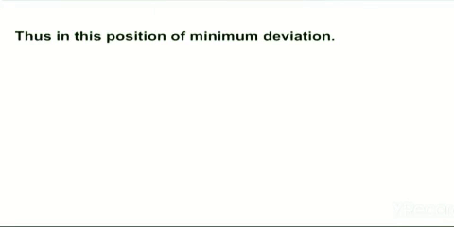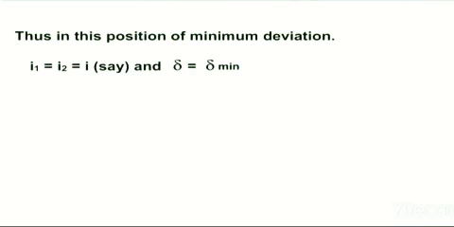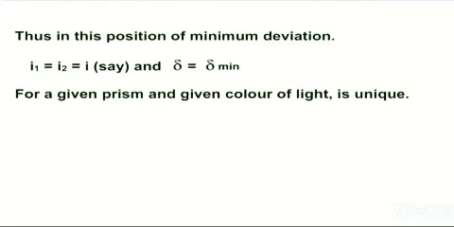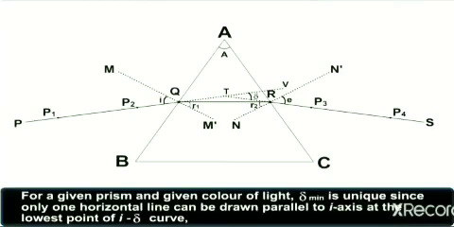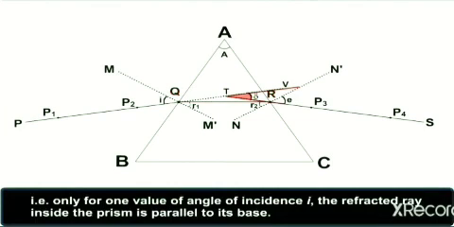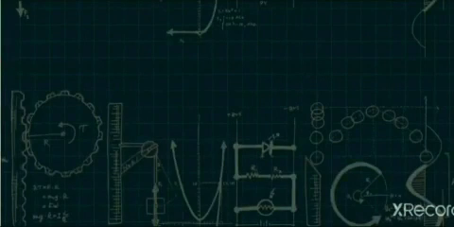Thus, in this position of minimum deviation, I1 is equal to I2, which is equal to I, and delta is equal to delta minimum. For a given prism and given color of light, it is unique. Then from equation 11, delta minimum is equal to 2I minus A. Let this be equation 12. For a given prism and given color of light, delta minimum is unique since only one horizontal line can be drawn parallel to the I-axis at the lowest point of the I-delta curve, that is, only for one value of angle of incidence I, the refracted ray inside the prism is parallel to its base.